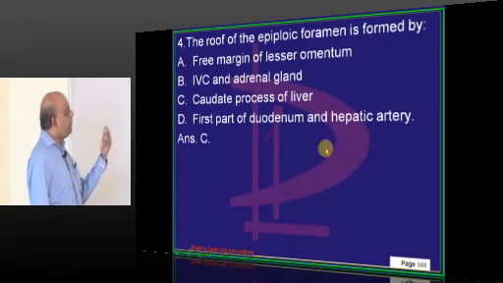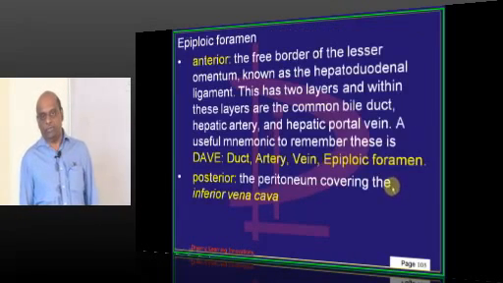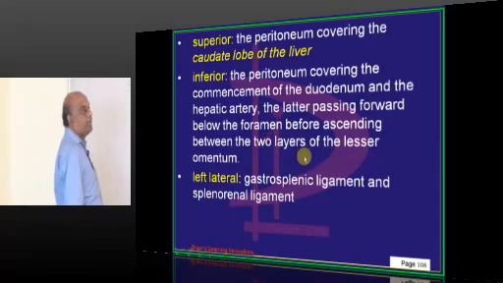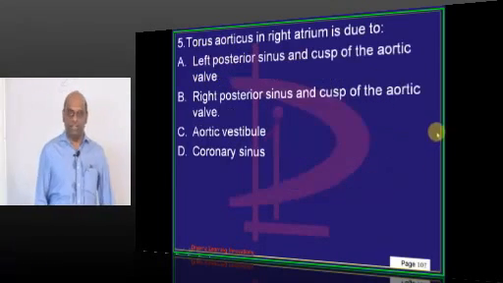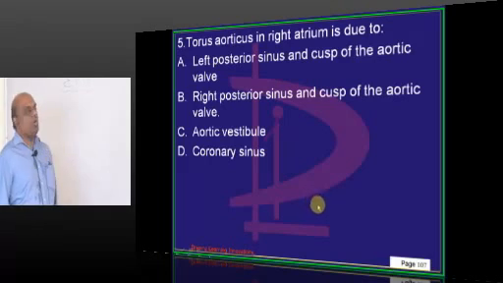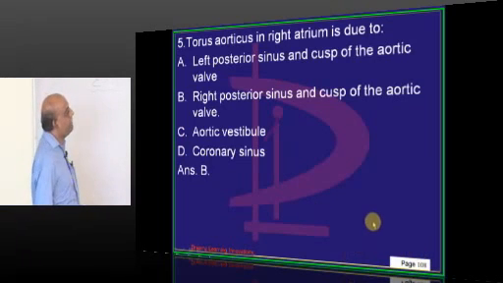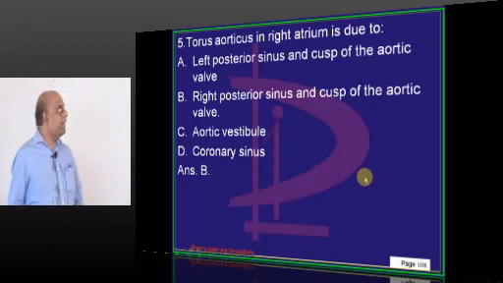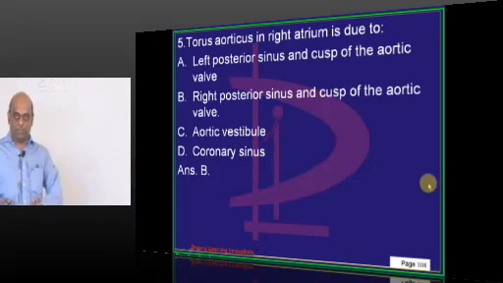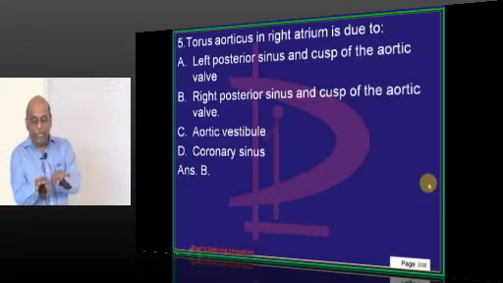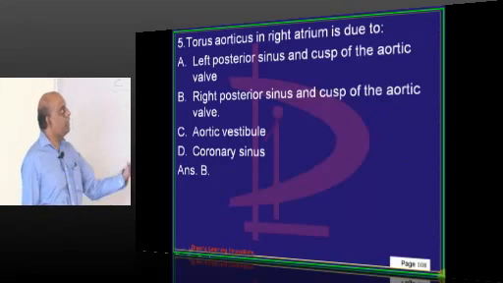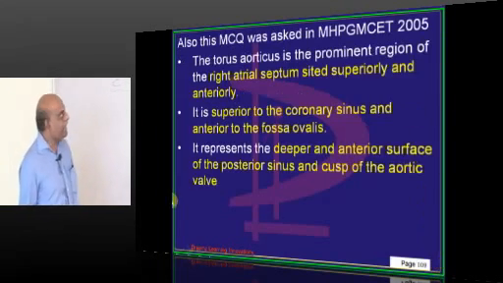Then epiploic foramen roof has got the caudate process of the liver. You must know all boundaries, inferior, left lateral, etc. Torus aorticus in right atrium, what is it basically due to? The right posterior sinus and the cusp of aortic valve. The point of confluence is the place which is called torus aorticus in the right atrium.